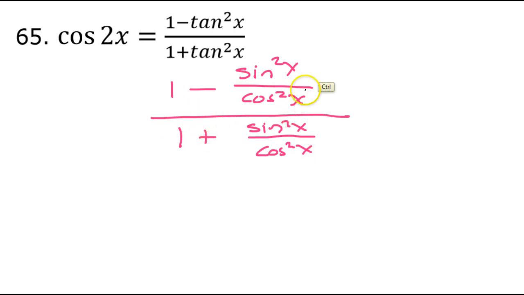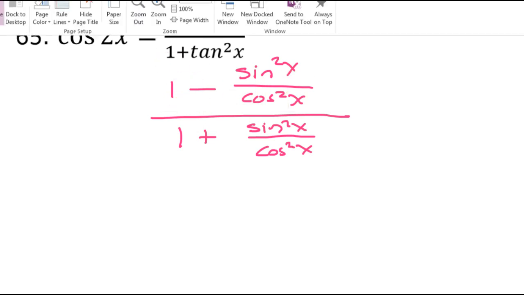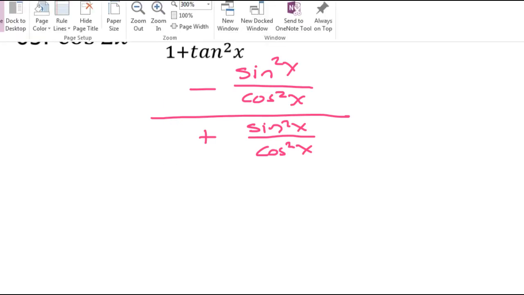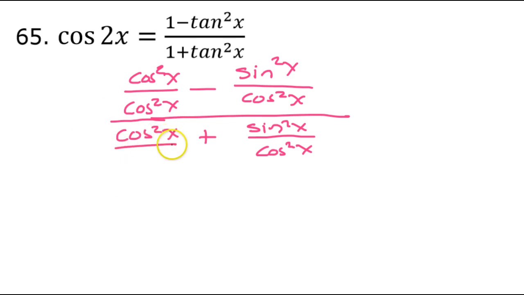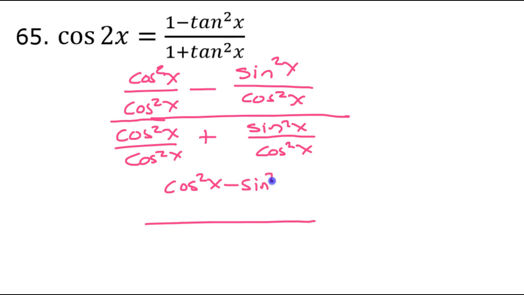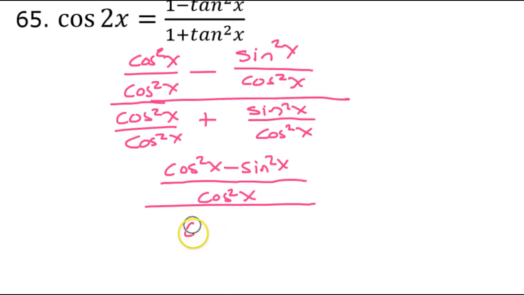Okay? Now, I need to add these together, so I really need to have like denominators. So I'm going to replace the number 1 with cosine squared over cosine squared, so we will immediately have like denominators. Alright, so I can go ahead and just write cosine squared over cosine squared. And I'll do the same thing down here, cosine squared over cosine squared. So now I have these like denominators. So in the numerator, I now have cosine squared minus sine squared over cosine squared. And in the denominator, I have cosine squared plus sine squared over cosine squared.